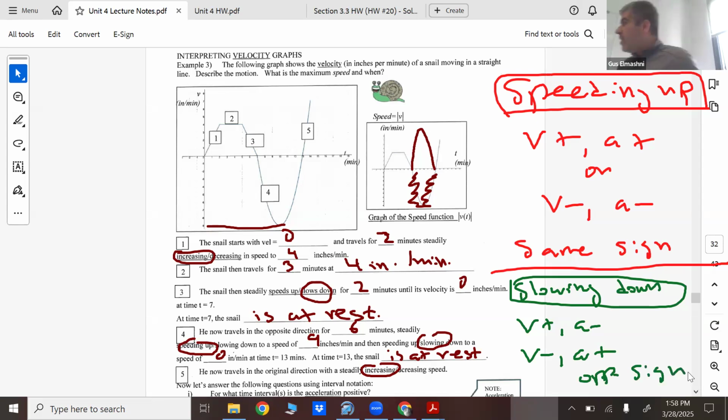Okay, this is very important. You're speeding up with velocity and acceleration on the same sign. So if you're heading towards Redwood City, that's the positive direction, great. And you're going 30 miles per hour, and then you go 35, 40, 45, and 50. So you're gunning it, you're stepping on the accelerator, you're clearly speeding up.